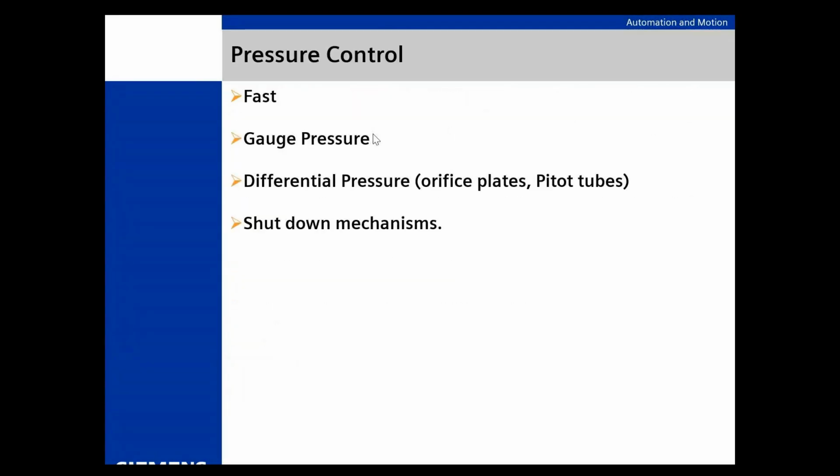Pressure. A lot of people control pressure. It's fast. What does fast mean? Fast means if I shut down a valve, if I start moving that valve, I'm going to see a not instantaneous, but pretty close effect on my pressure. I start throttling the valve back, pressure's dropping or increasing, whatever it is. So that's a whole different control than temperature would be.